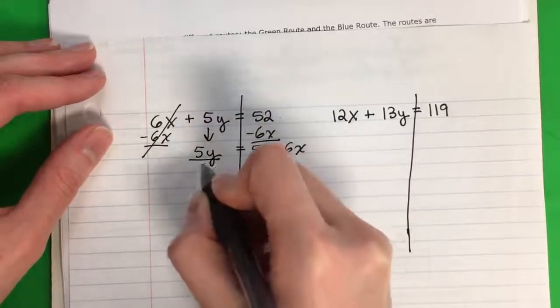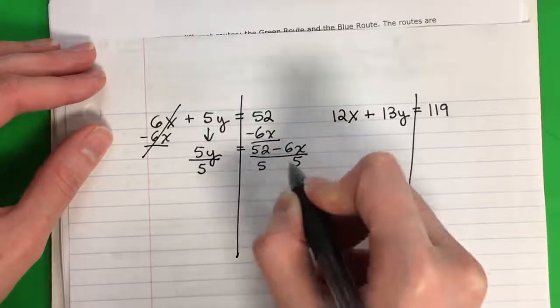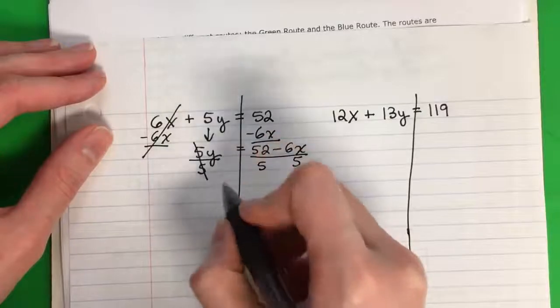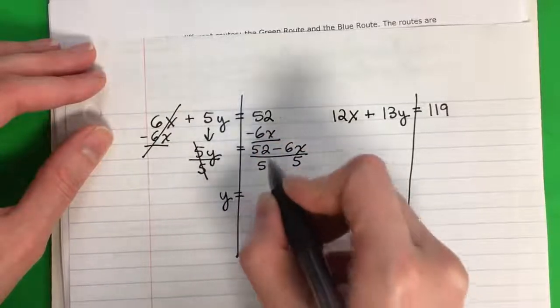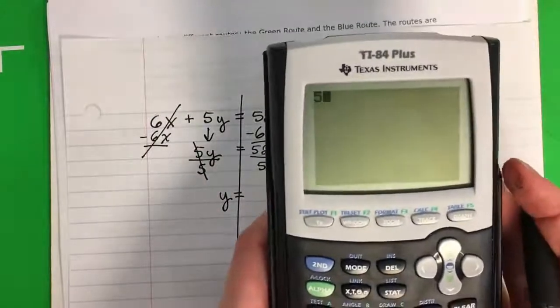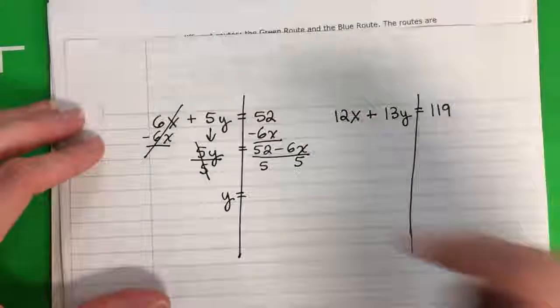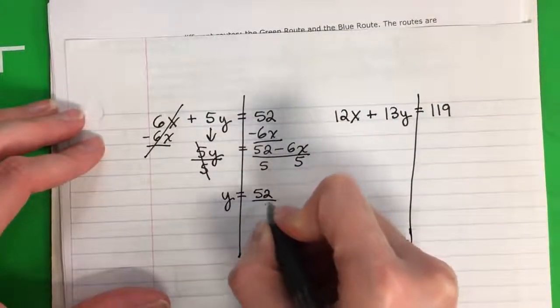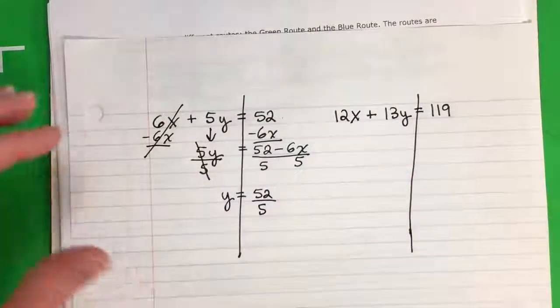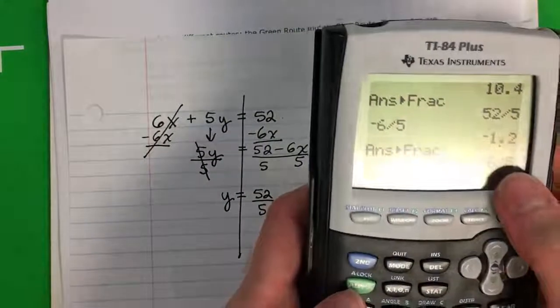And we are going to divide by 5. Divide all of it by 5. 5 divided by 5 cancels, it's a 1, so I'm going to write Y equals 52 divided by 5. Let's put that in the calculator. It's the same. And negative 6 divided by 5, the same.